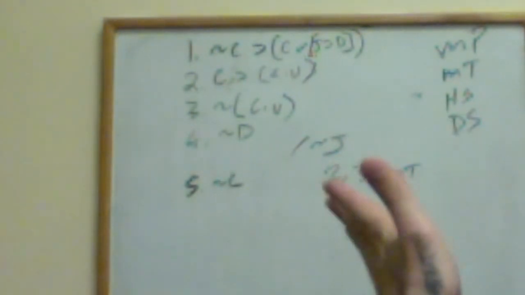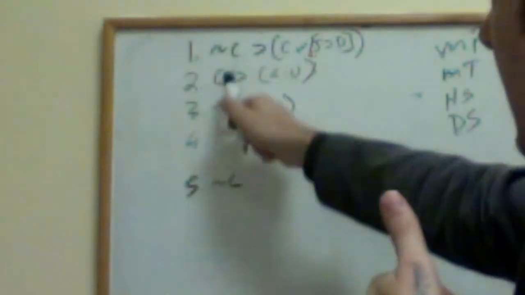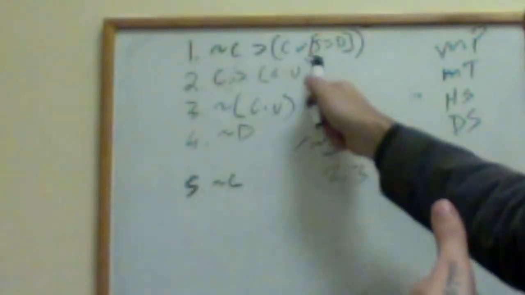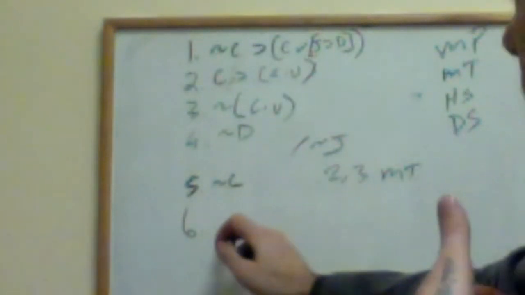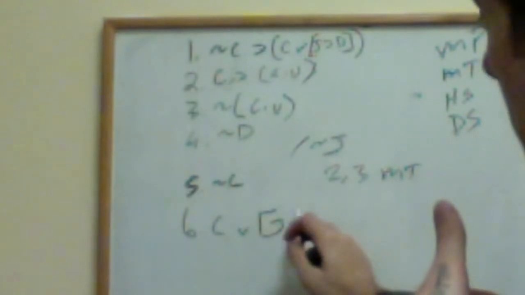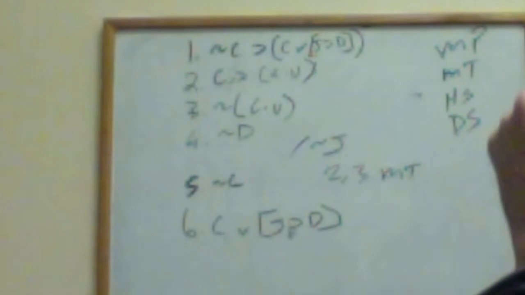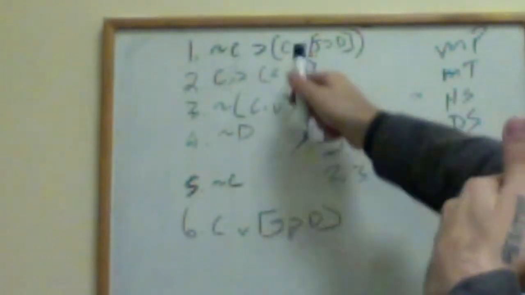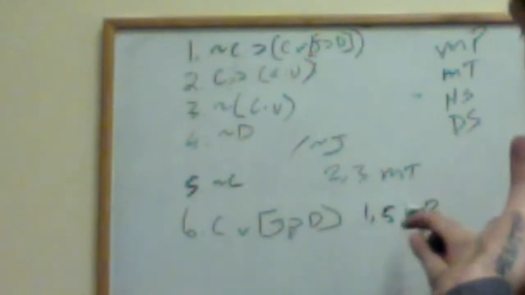So now we have tilde C here, but now that's very nice because see, now we can use lines 1 and 5 and get this thing over here on the end. So we can write line 6 right here, and what we'll derive is C wedge J horseshoe D. And we got that because lines 1 and 5 are modus ponens.